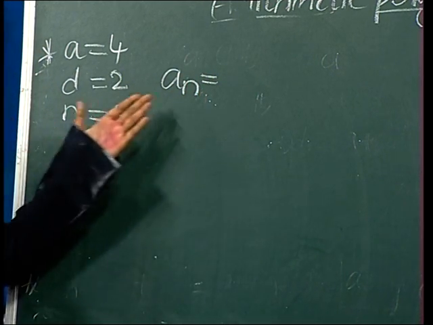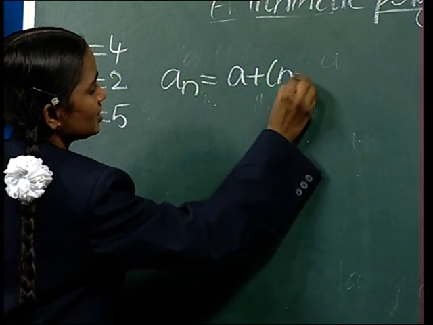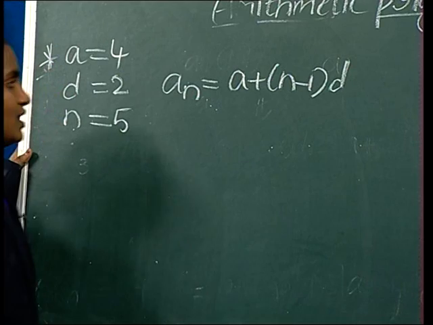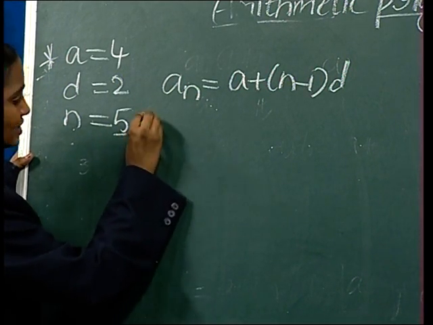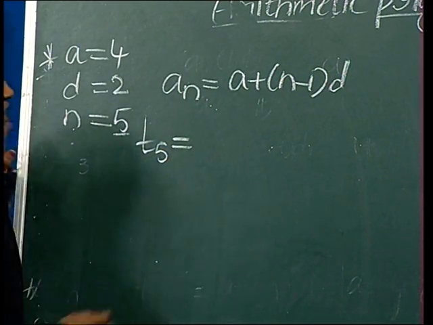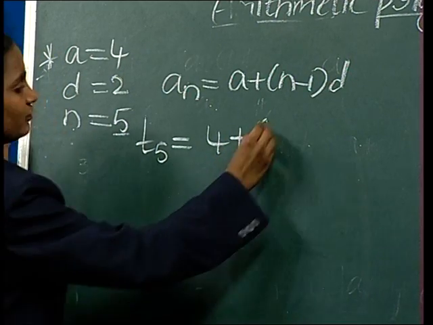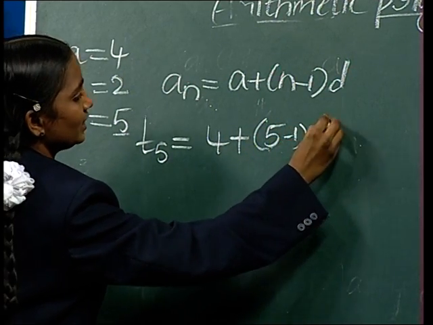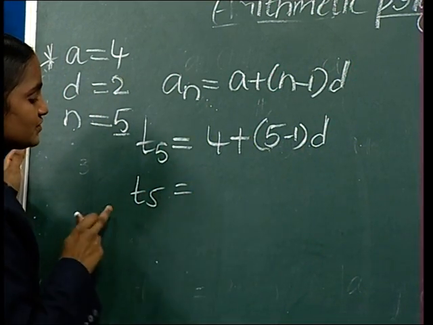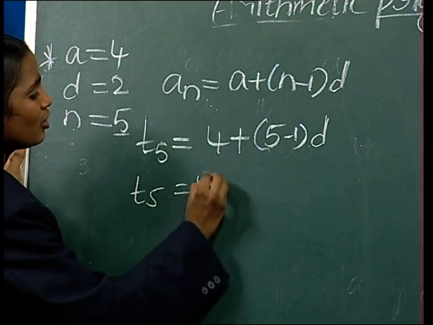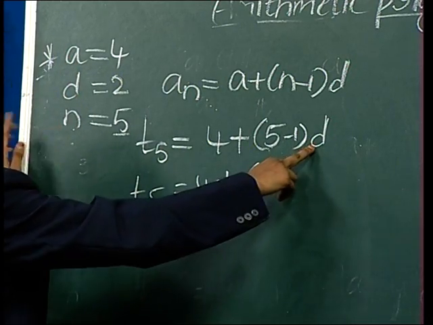The general form of the nth term of an arithmetic progression is an, that means a plus n minus 1 into d. Substitute the values here. Here we are going to find the fifth term, that means T5 is equal to, given a is equal to 4, plus given n is equal to 5 minus 1 into d. Then T5 is equal to 4 plus 5 minus 1, that is 4, and here d is given as 2.